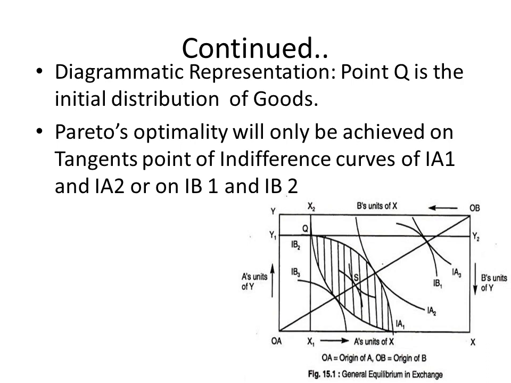Now at this distribution, what is happening? If there is any redistribution of goods, Pareto's optimality can be reached only by exchange on the indifference curves, that is A1 and B2. At point Q, when it moves to A1, consumer A has reached a higher indifference curve, whereas consumer B is on the same indifference curve. And when the consumers move to the other point, consumer A is on the same indifference curve, whereas consumer B has moved to a higher indifference curve. So these two points satisfy Pareto's optimal condition.